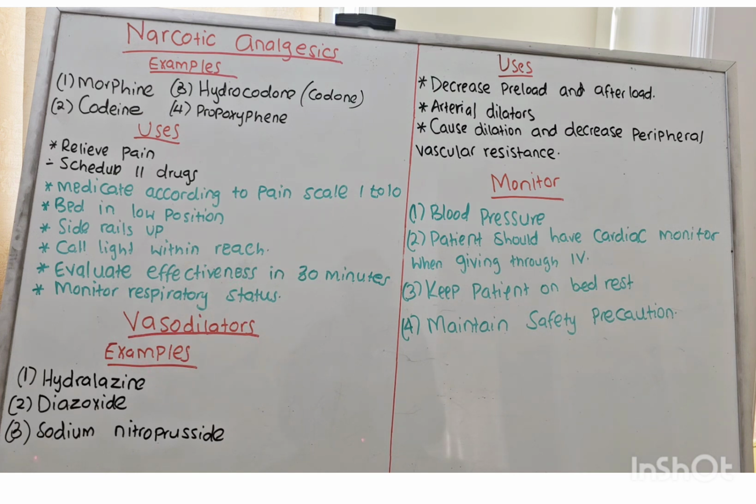Now let's talk about vasodilators. Examples of vasodilators are hydralazine, diazoxide, sodium nitroprusside. Vasodilators are used to decrease preload and afterload. Arterial dilators cause dilation and decreased peripheral vascular resistance. Monitor blood pressure. Patient should have a cardiac monitor when giving through IV. Keep patient on bed rest. Maintain safety precautions.